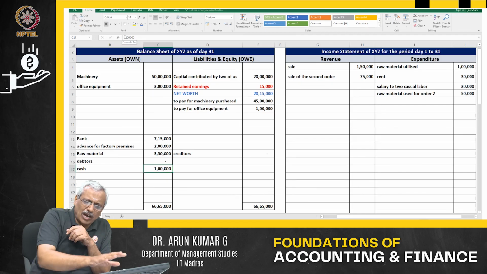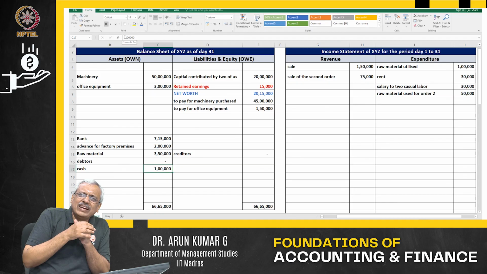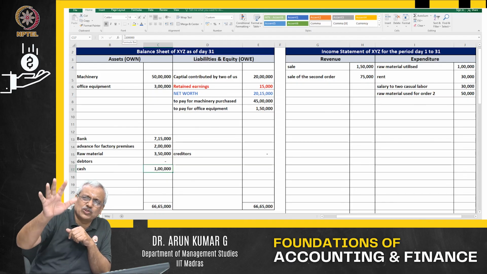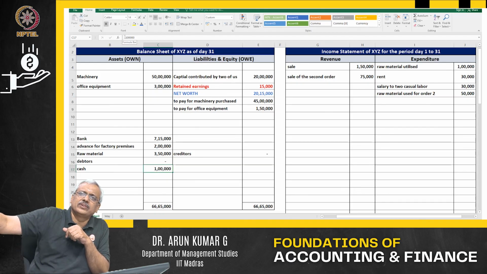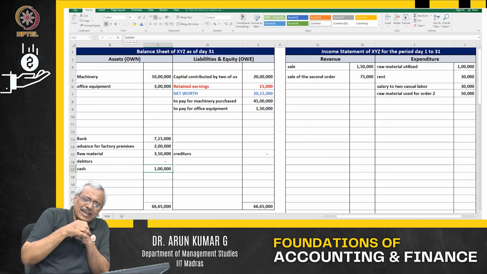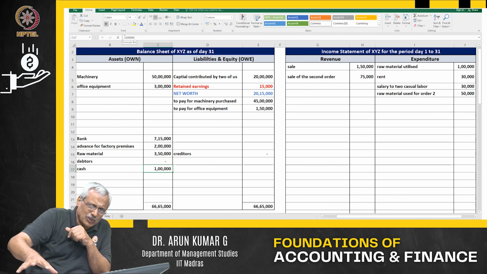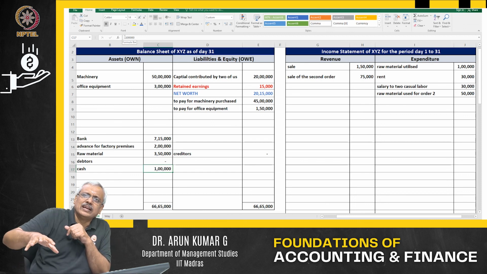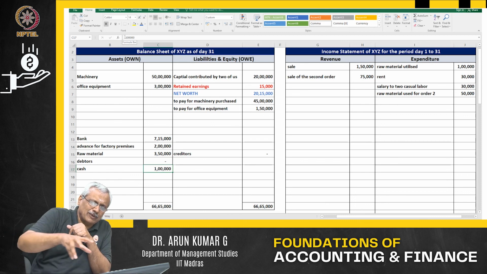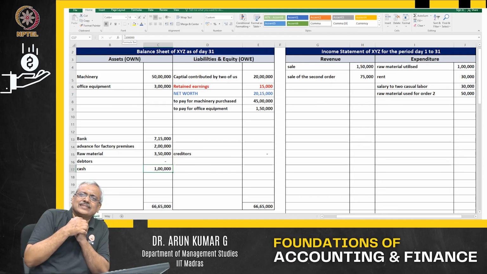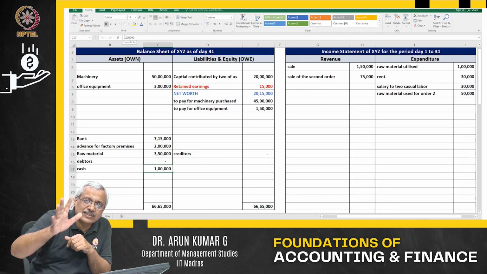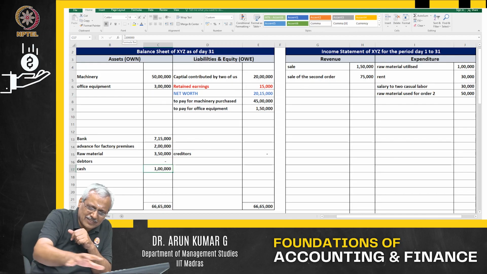So bottom line, out of the 4 heads, every transaction will have to impact 2 of these 4 heads. So you have to keep that in mind. Every transaction will find a place only between these 4 heads: revenue, expenditure, liability and equity, and assets. It will not go beyond this. It will find a place only within these 4.